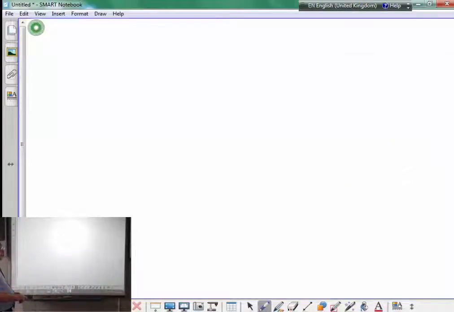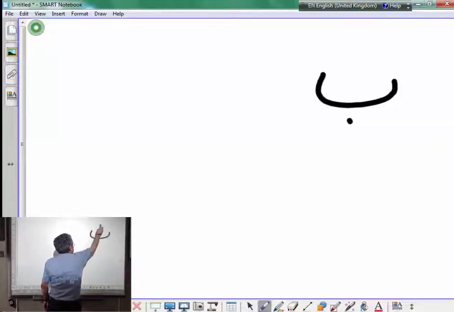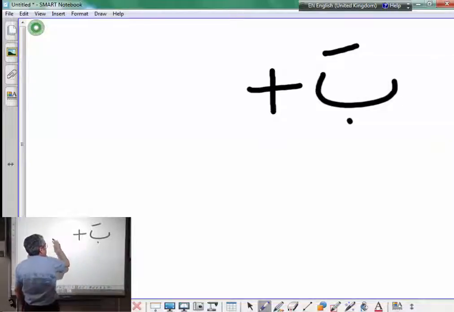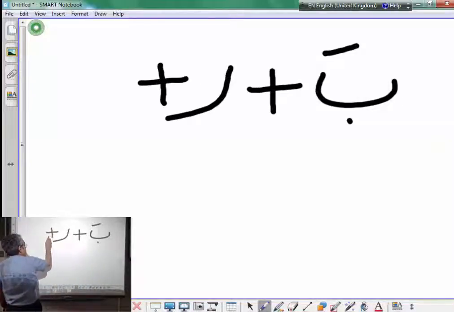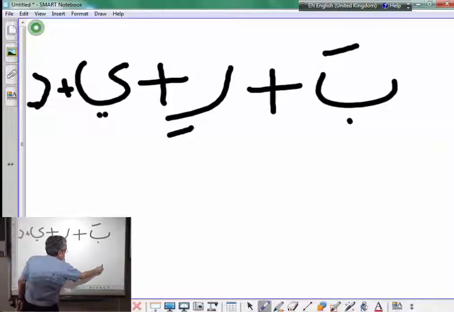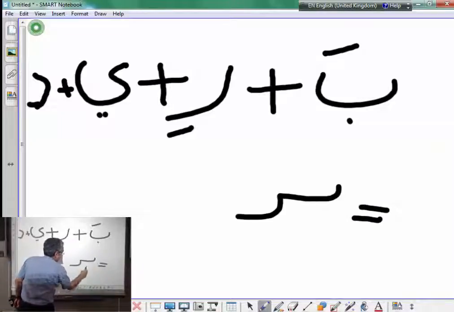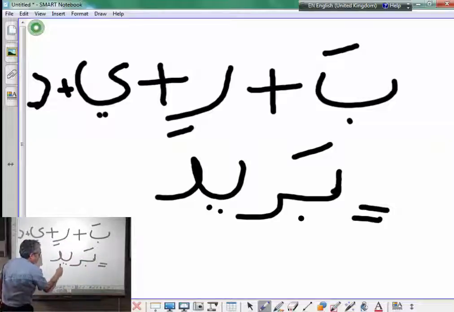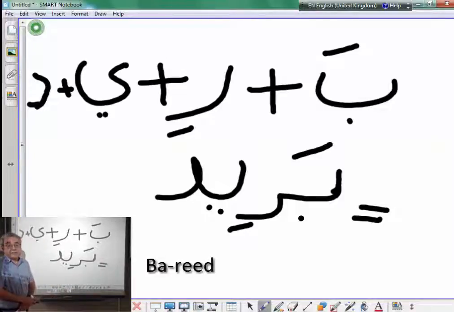Maybe we can take some more examples. You can help me to read. If I take that one, I write it like so. How do I read this word? Barid, barid.